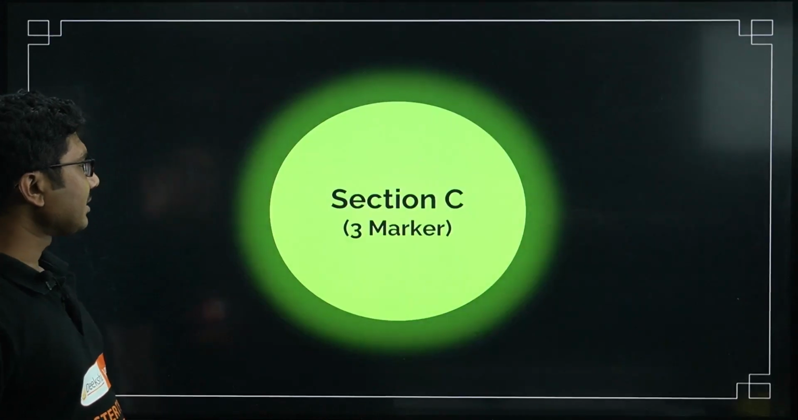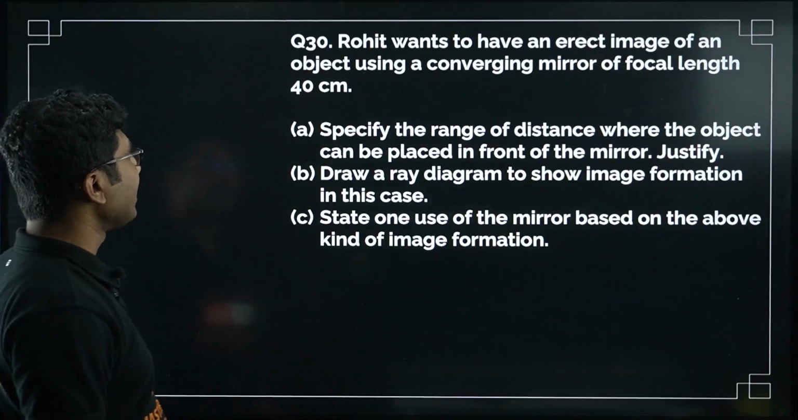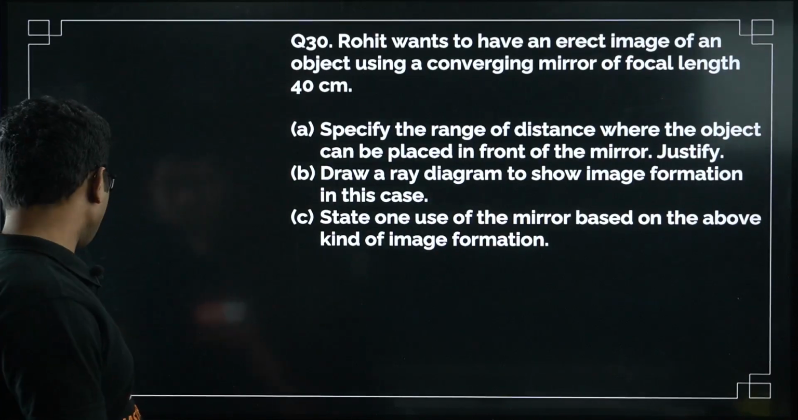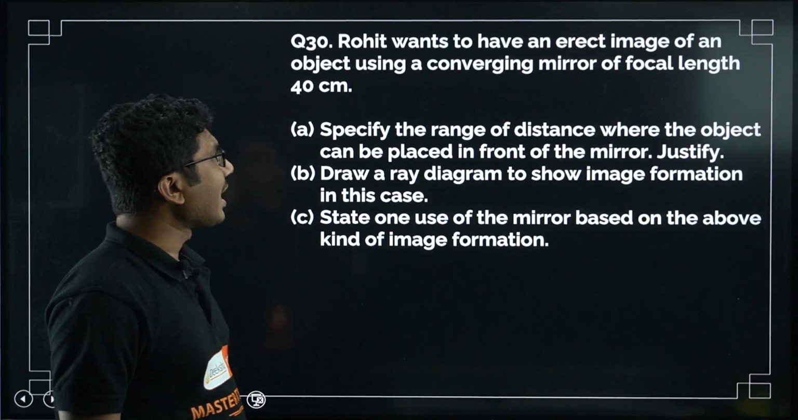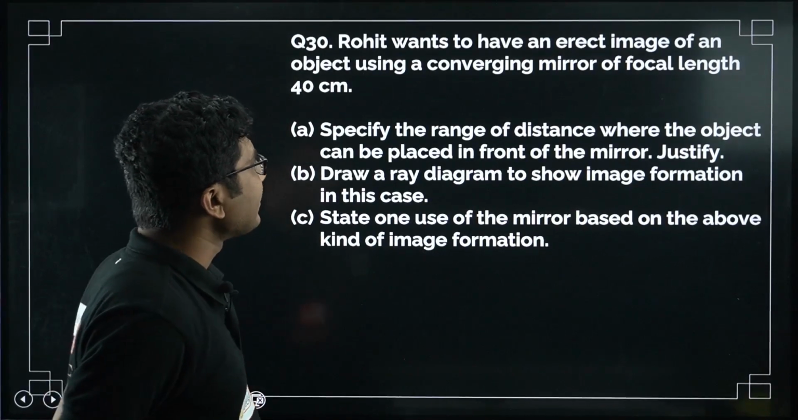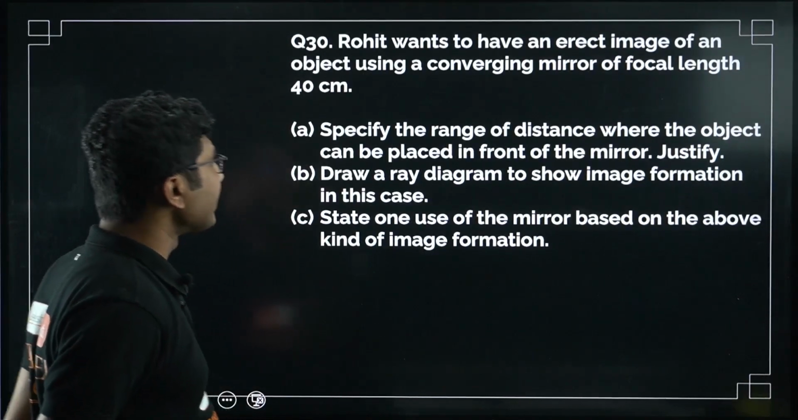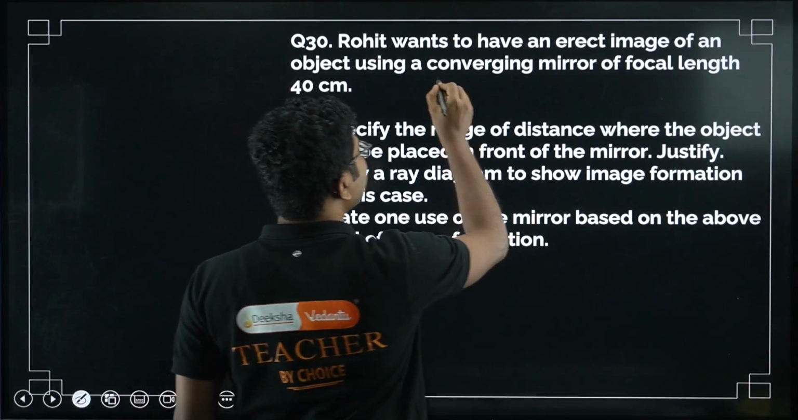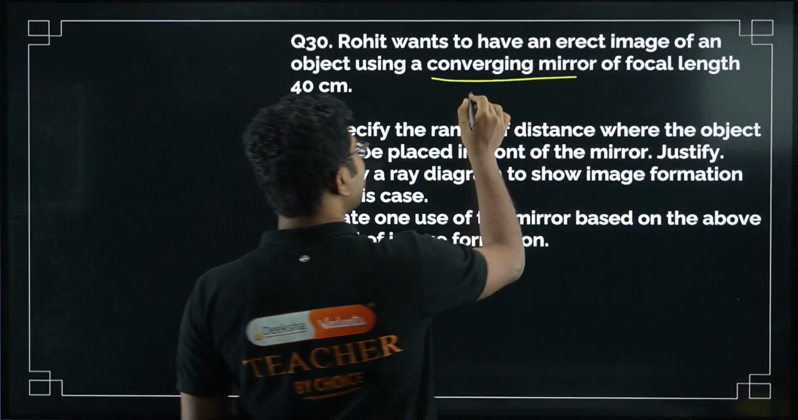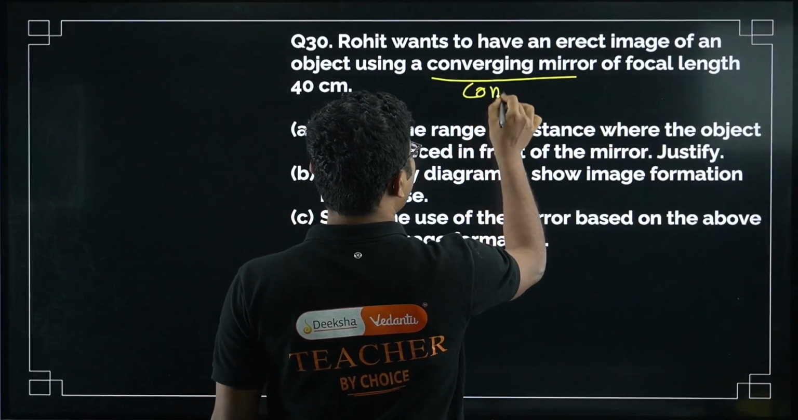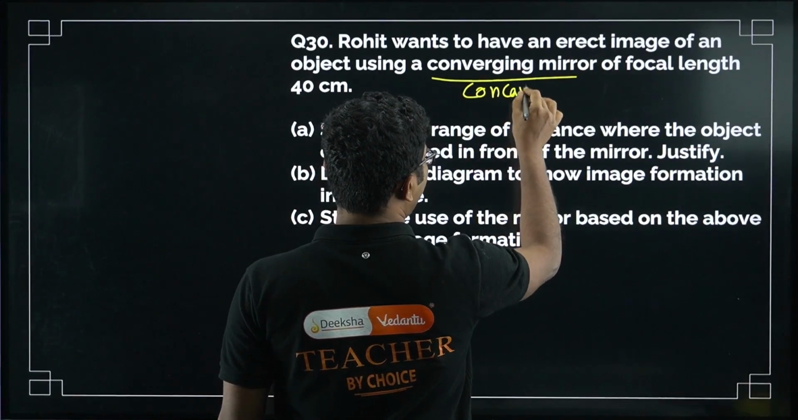Okay, now the next section is the 3 marker questions. So let's see a 3 marker question from physics. Rohit wants to have an erect image of an object using a converging mirror. So what is a converging mirror? For a converging mirror, there is only one, basically that means concave mirror, sorry.